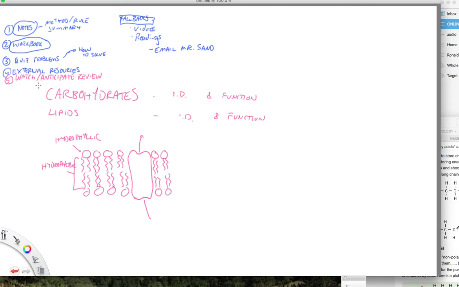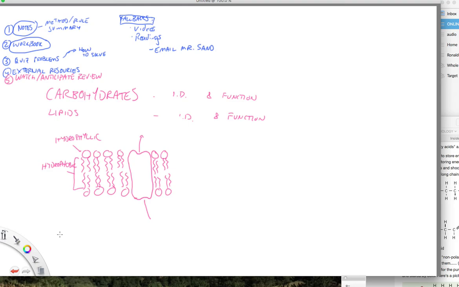Okay, so when you're watching these reviews, kind of anticipate what I'm going to say. Guess what I'm going to say. Pretend like you're the teacher. What would you go on to say next? Okay, so here is a really simplified plasma membrane. There's a protein right there. What else should we talk about? Okay, yeah, this makes up the outer membrane of a cell. So this goes all the way around a cell.